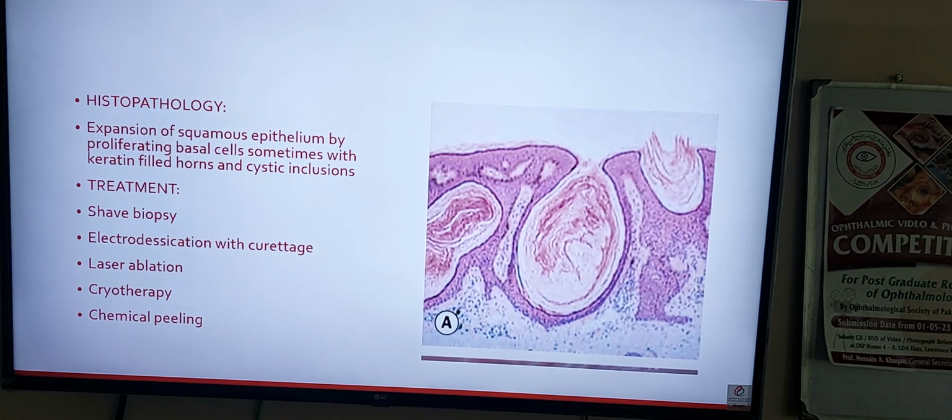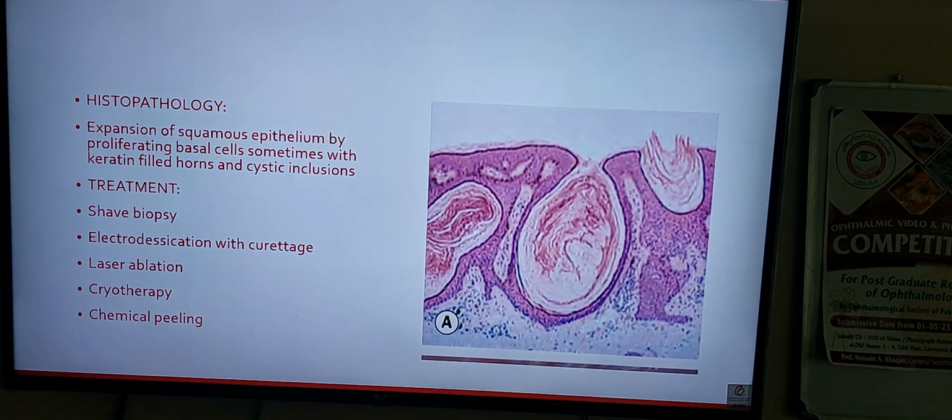On histopathology, we see there is expansion of the squamous epithelium by keratin-filled horns, as you can see over here, and cystic inclusions. The treatment is shave biopsy, electrodissection with curettage, laser ablation, cryotherapy, or chemical peeling.